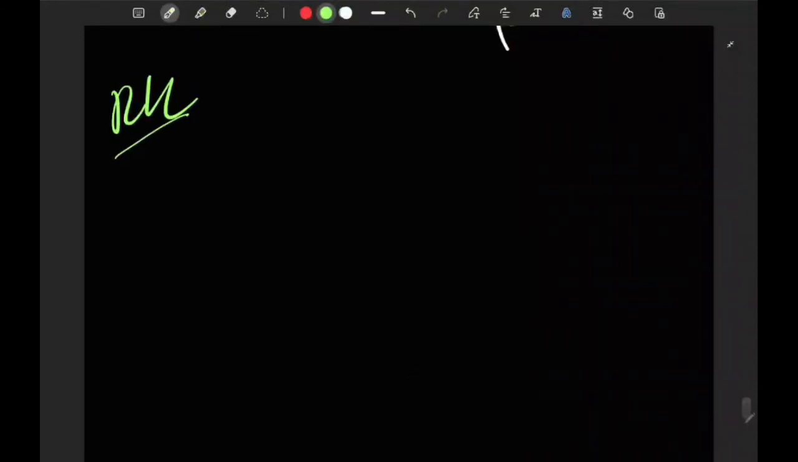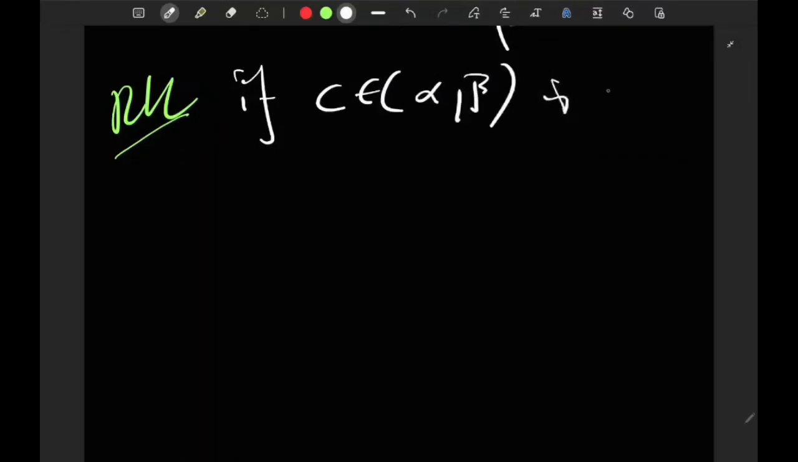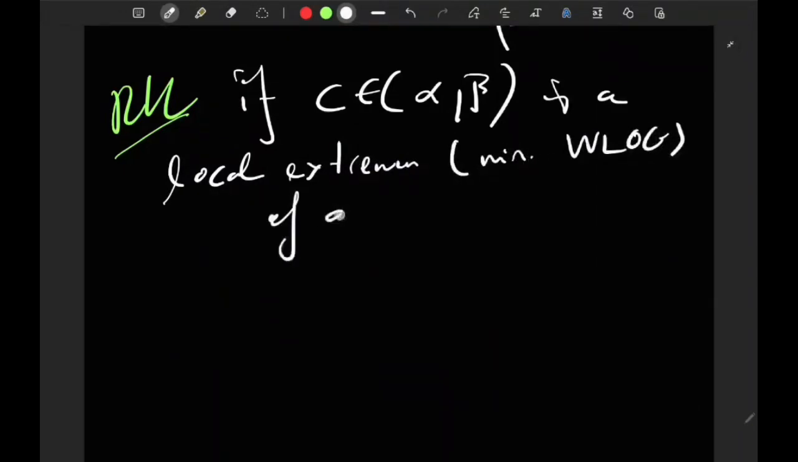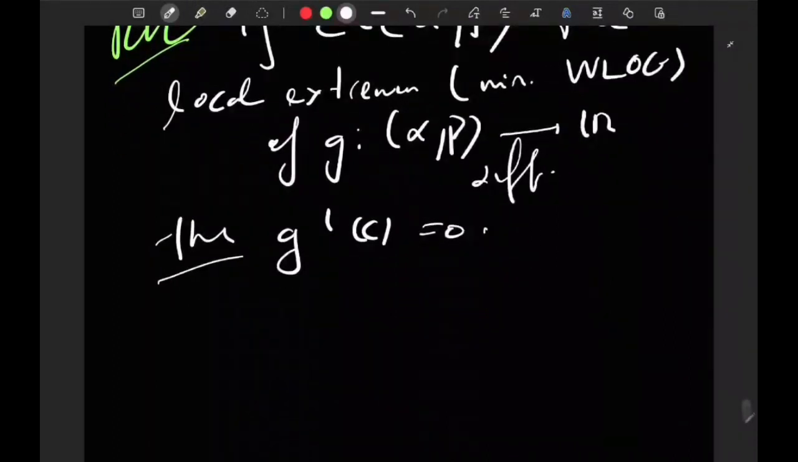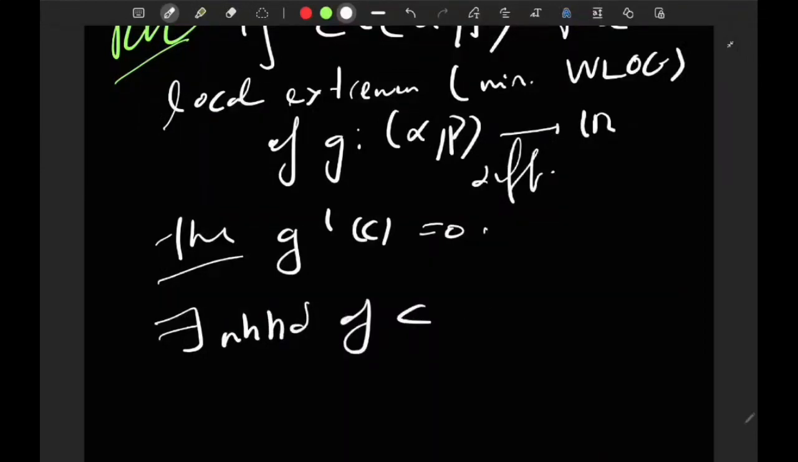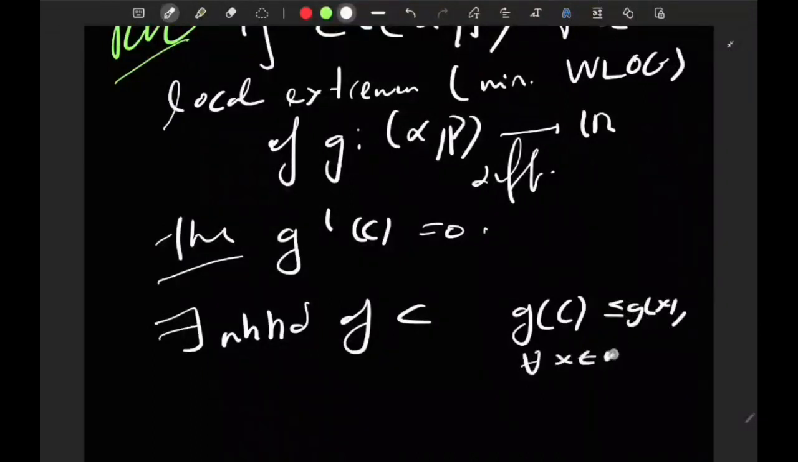So remark: if c belonging to some interval alpha beta is a local extremum, say minimum without loss of generality, of g differentiable over alpha beta, then g prime of c will necessarily be equal to 0. So why is this the case? Since g has a local minimum at c, there exists a neighborhood of c over which g of c is a minimum, it's less than or equal to g of x for all x inside this neighborhood.